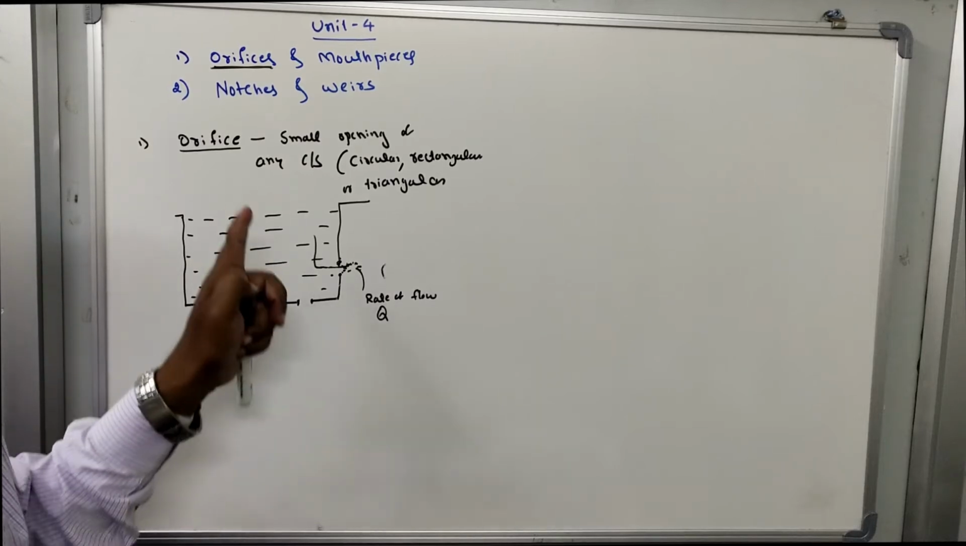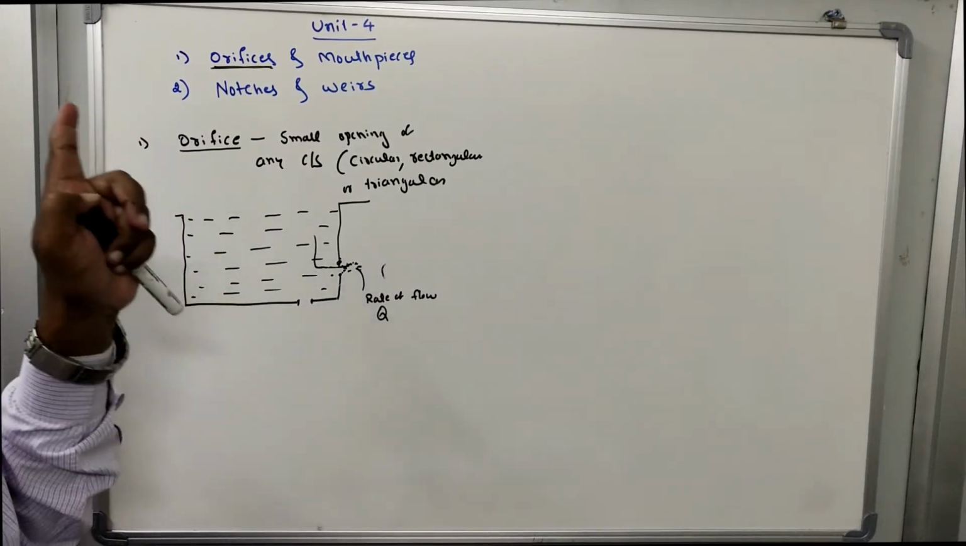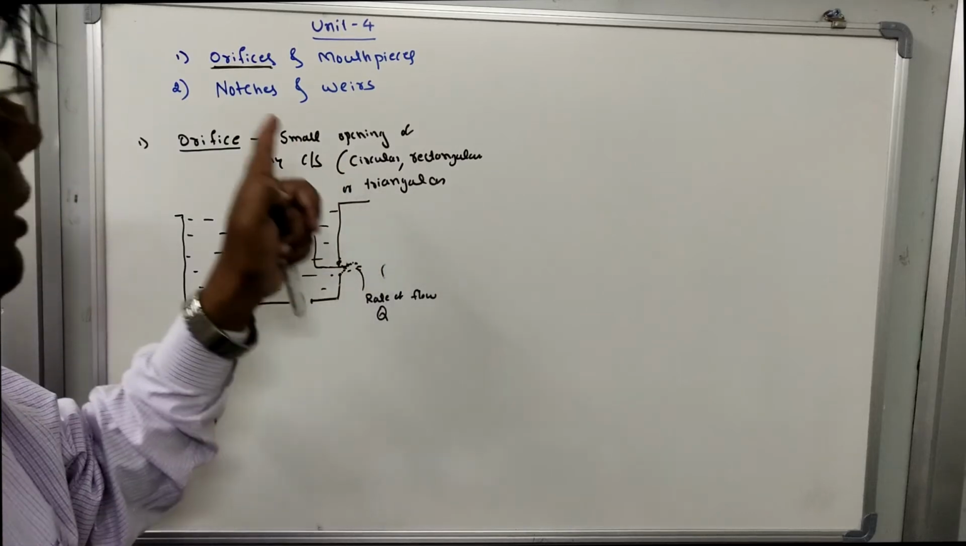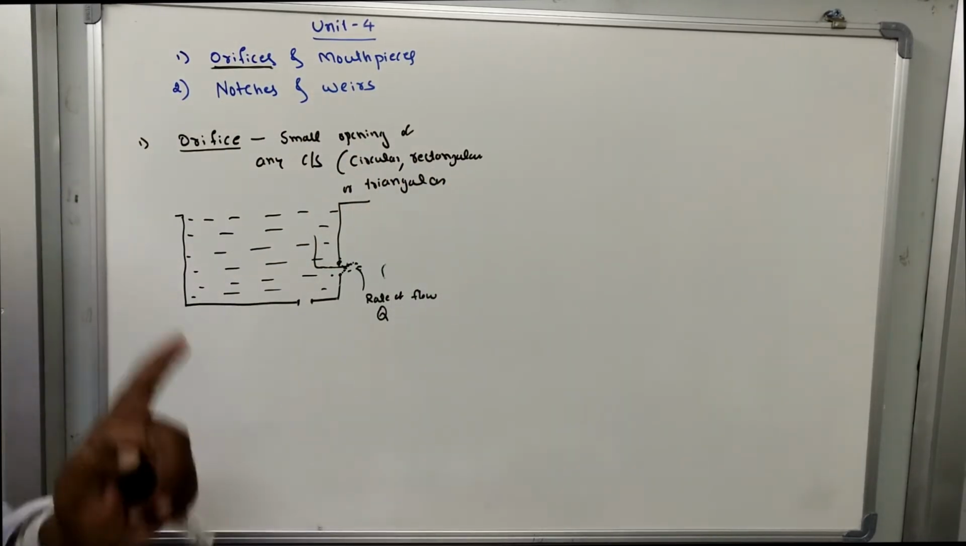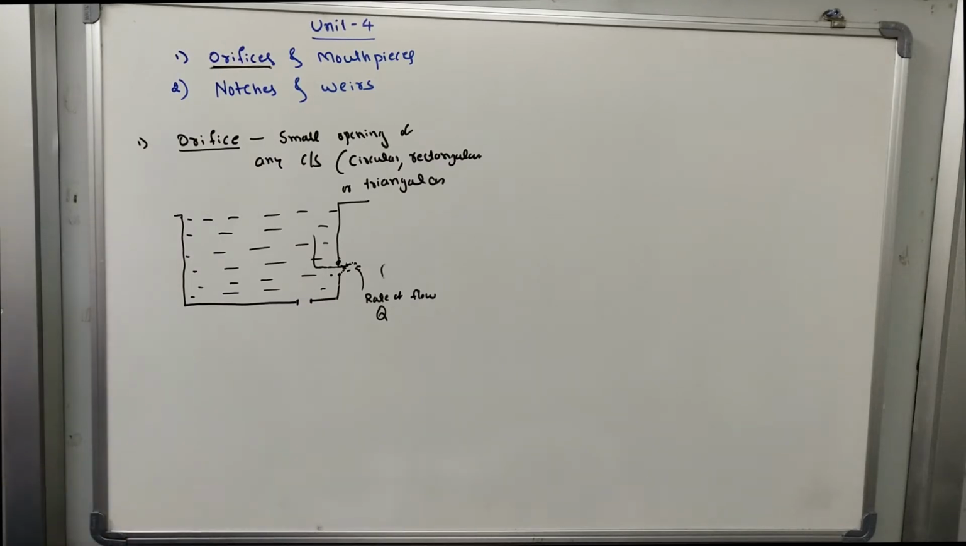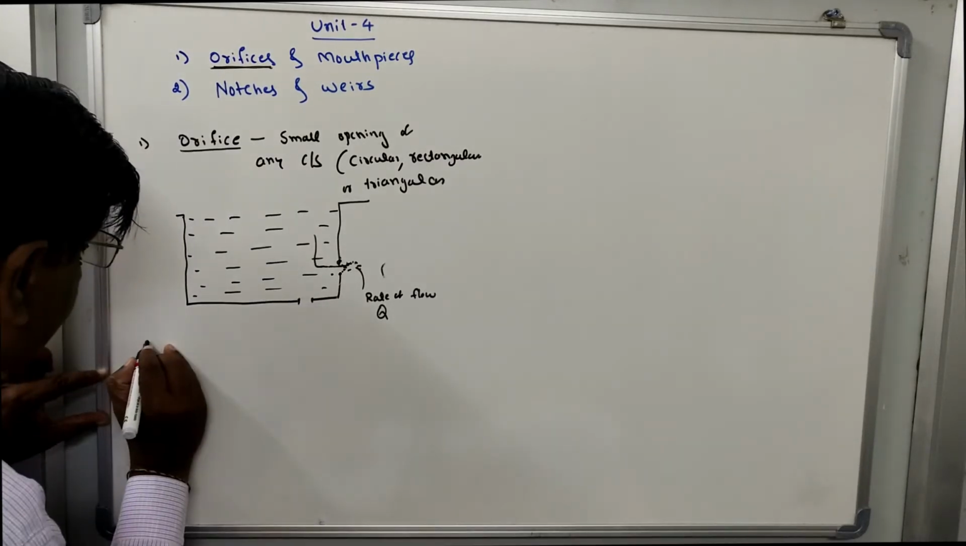And the shape of orifice. It may be circular, or it may be rectangular, or it may be triangular. Okay, next is what? That is the mouthpiece.